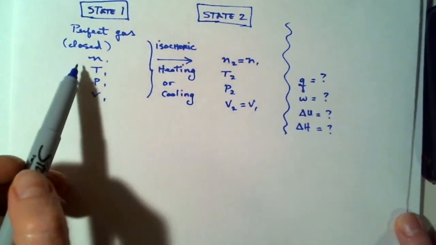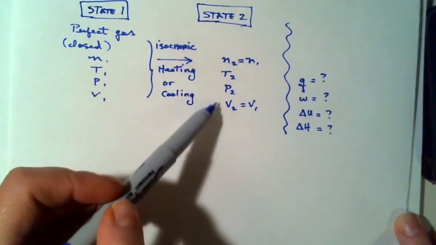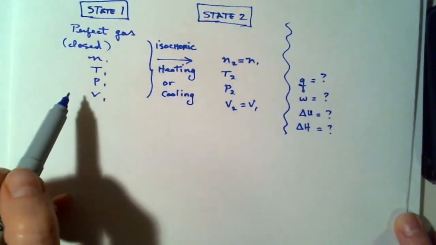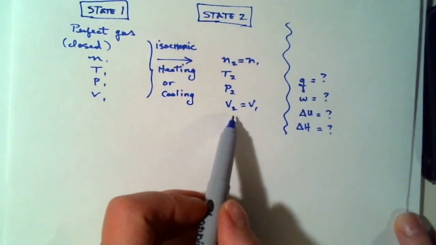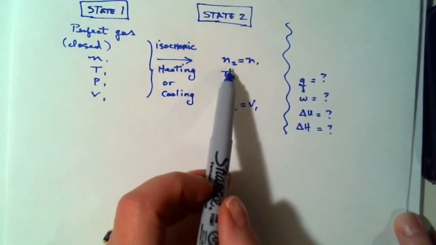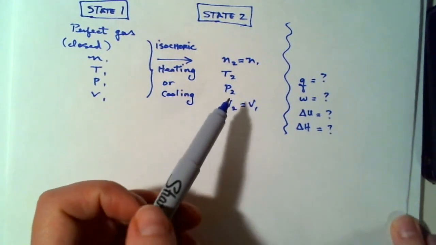And I can use the physical properties of n, temperature, pressure, and volume in each of these. Because it's constant volume, V2 is equal to V1, or delta V is 0. And because it's a closed system, n is constant during this process as well.